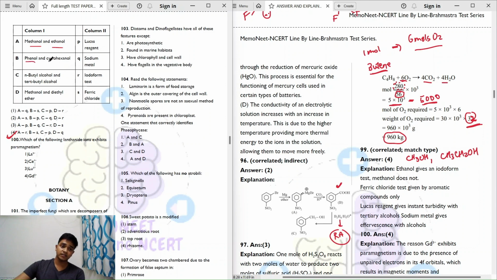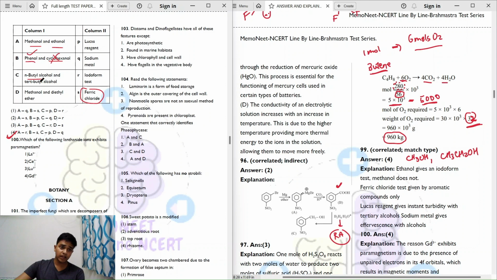So we have phenol and cyclohexanol. I just talked about the ferric chloride test, right? The ferric chloride test is used to distinguish between aromatic and non-aromatic compounds. So only aromatic compounds give the ferric chloride test. So phenol will give the test and cyclohexanol will not. So B will be matched to S.